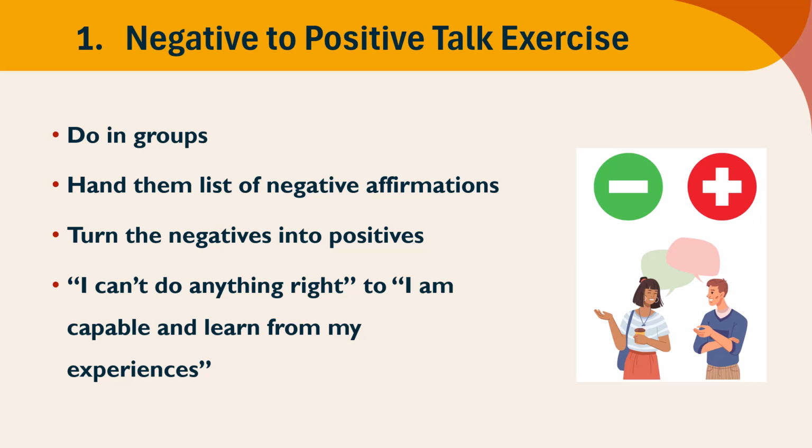So one example that you would have on the list might be, I can't do anything right. So the participants are going to talk about alternatives, and they might come up with, I am capable and learn from my experiences and from my mistakes. So they're going to go through this list, they're going to chat about the terms, and they're going to write down a positive alternative. And this is a great way just to get them into the habit of changing negatives into positives and making this a habitual thing that they do in the workplace.